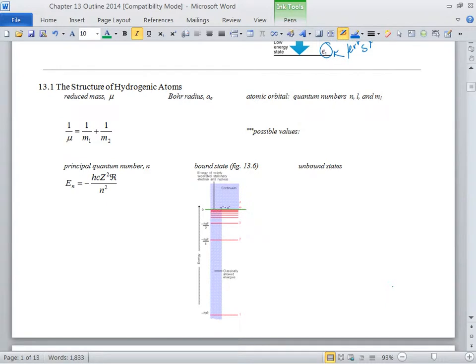So the structure of hydrogenic atoms. If you have a hydrogenic atom or ion, what do you have? You really have two things. I'm talking about this actual system here, this atom or this ion that's supposed to be hydrogenic. What two things do you have?